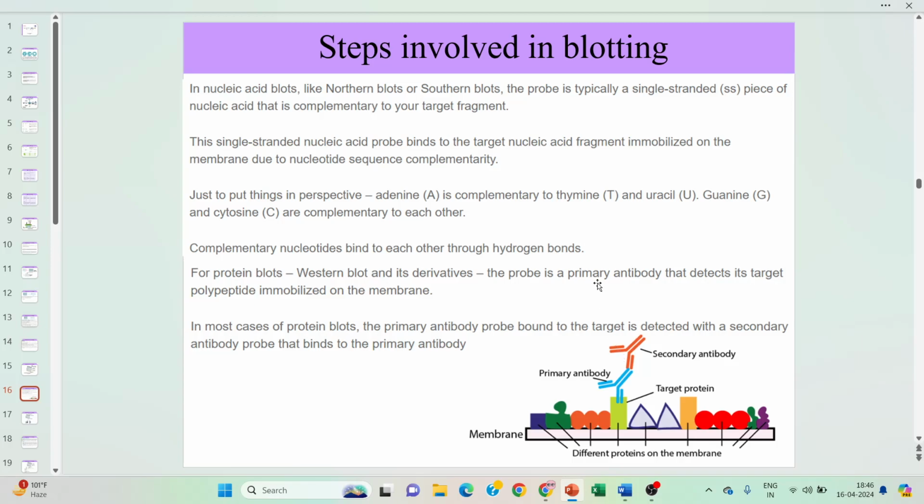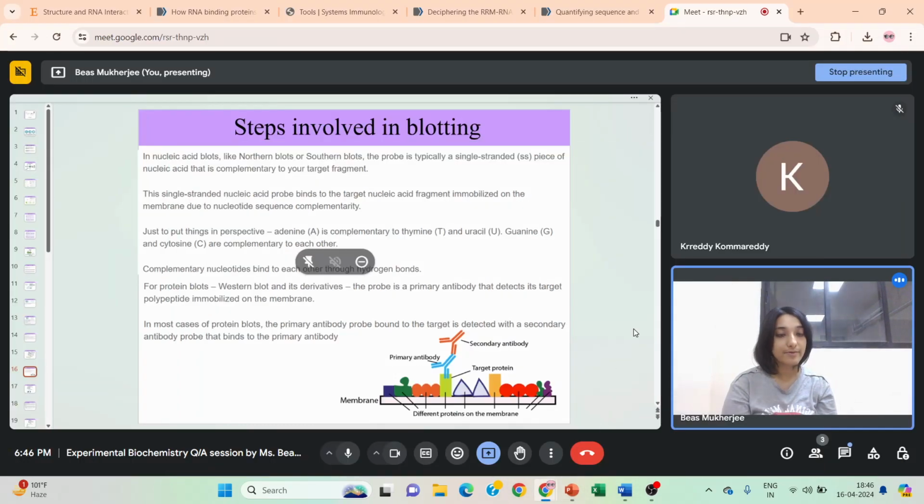Now there come some other steps. For example, if you are using a nitrocellulose membrane, you need to make sure that the sample is getting stuck to the membrane. It is fixing to the membrane.